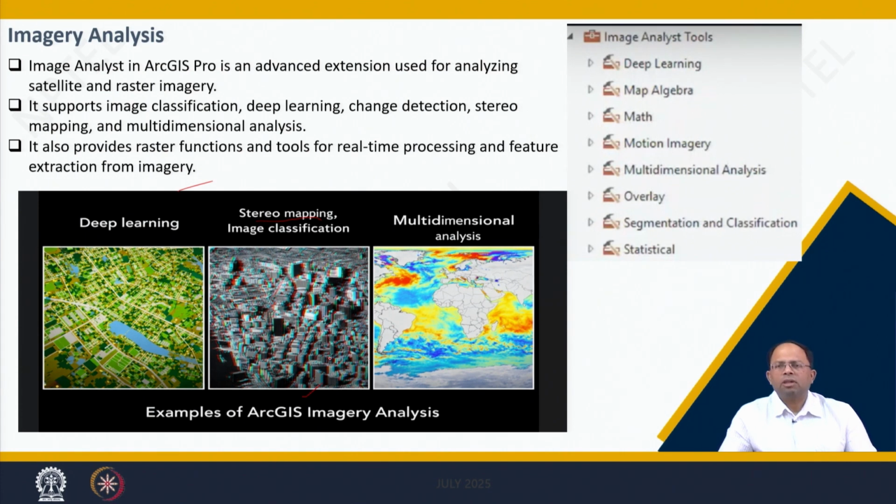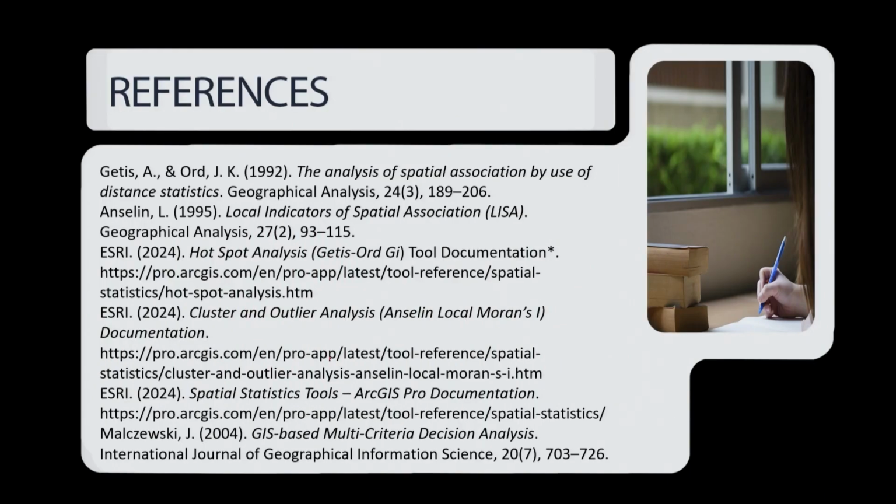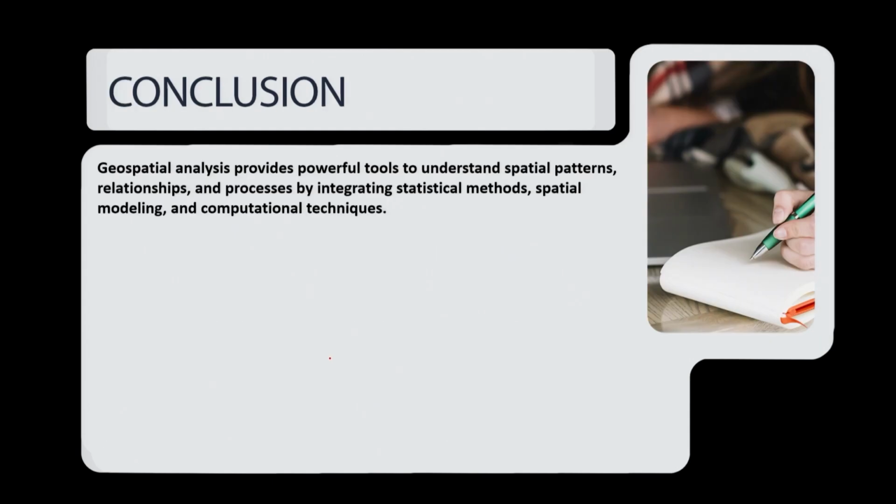So these are the different sorts of analysis that we can do. And of course, we can do many things more, but this is just to give you an idea about what are the things that are possible to do in this kind of GIS software. So these are some of the references you can use, and you can use this ESRI documentation where you will see most of these are covered. And to conclude, geospatial analysis provides powerful tools to understand spatial patterns, relationships, and processes by integrating statistical methods, spatial modeling, and computational techniques. Thank you.